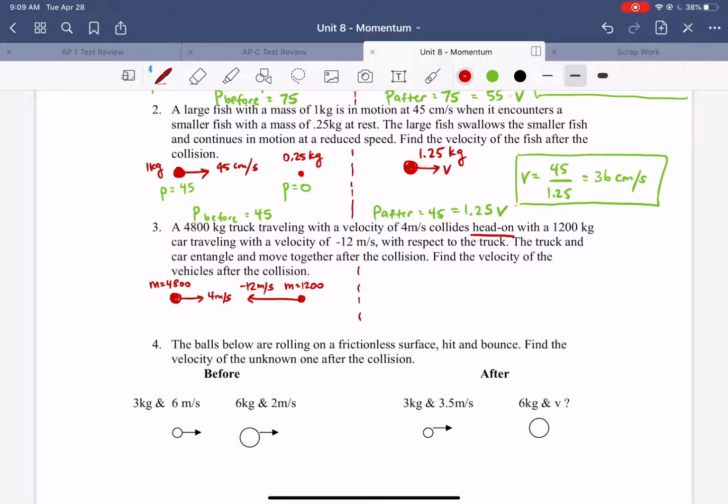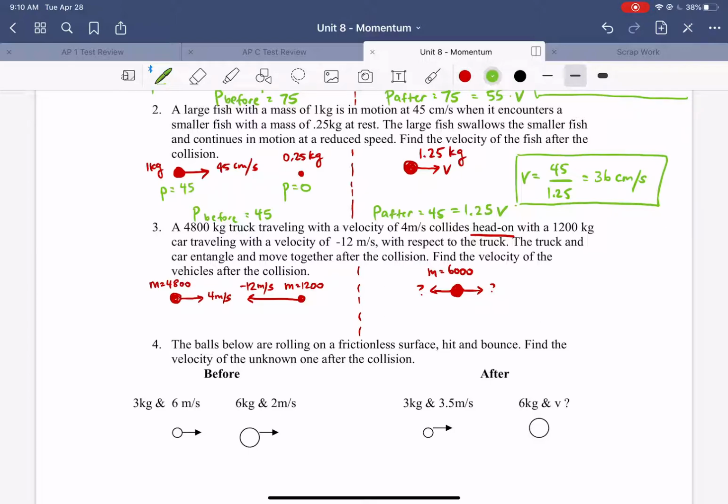All right, and then they crash and then they entangle and move together after the collision. So this is yet another totally inelastic collision. So we can just draw a single combined object afterward. So the mass here is going to be the mass of the truck plus the mass of the car. So 4,800 plus 1,200 is 6,000 kilograms. And this time we actually don't know ahead of time which direction it will be moving after the collision. So we'll have to just go through the math and see what value we get for v.